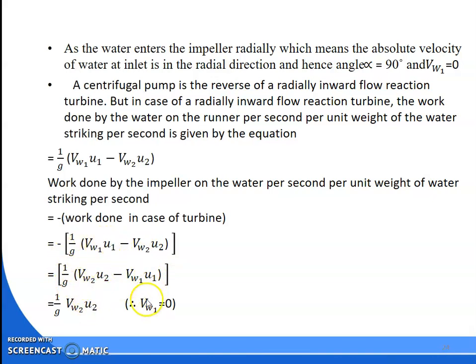Here in this case, what is your Vw1? Vw1 is equal to 0. Why? Because the water enters radially, so alpha is equal to 90 degrees and Vw1, the whirl component of the inlet velocity V1, is 0. So what is left? Minus of 1/g (Vw1 U1 minus Vw2 U2). If you multiply by minus, it becomes 1/g (Vw2 U2 minus Vw1 U1). Since Vw1 U1 is equal to 0, what is left is 1/g Vw2 U2. That is the work done by the impeller on the water per second per unit weight of water.